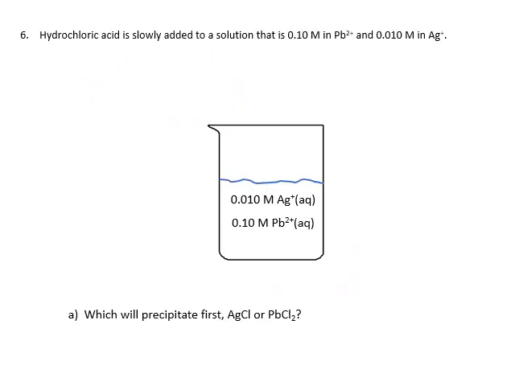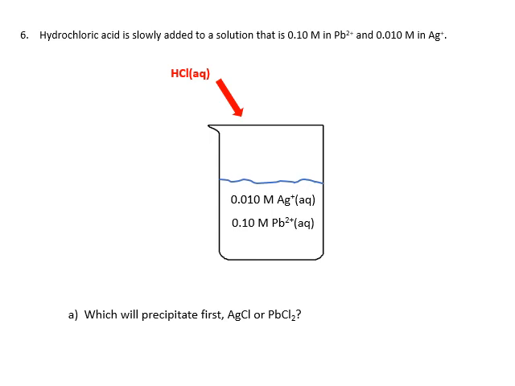Question 6 asks us to consider a system with more than one possible precipitate. Hydrochloric acid is slowly added to a solution that is 0.1 molar in lead 2 plus ions and 0.01 molar in silver plus ions. Part A asks which will precipitate first, silver chloride or lead 2 chloride?